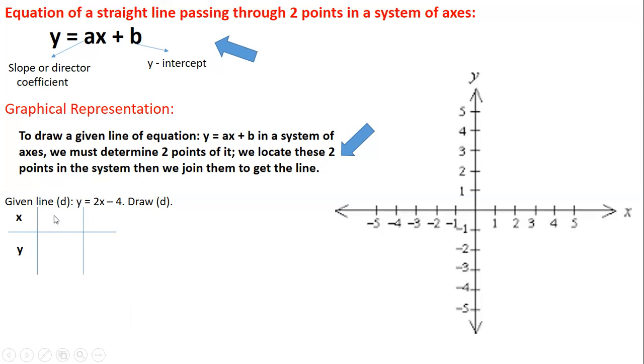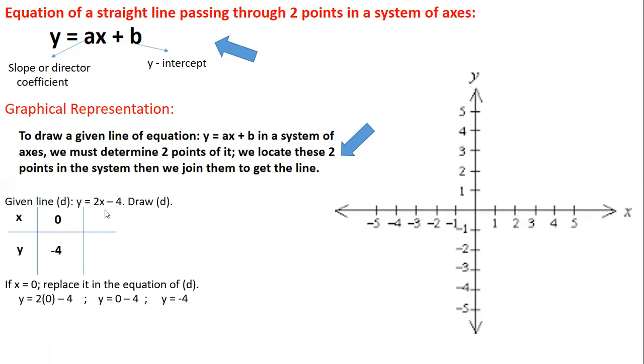It's the easiest value. So if I take x equal to 0, then I will replace x in the straight line by 0. So 2 times 0 is 0, 0 minus 4, then the y value will be minus 4.